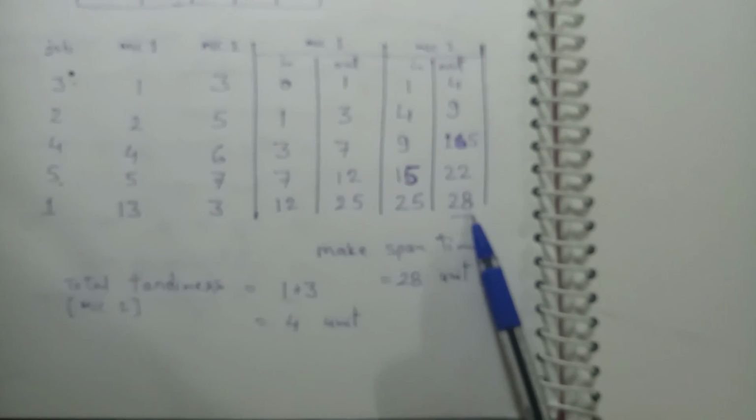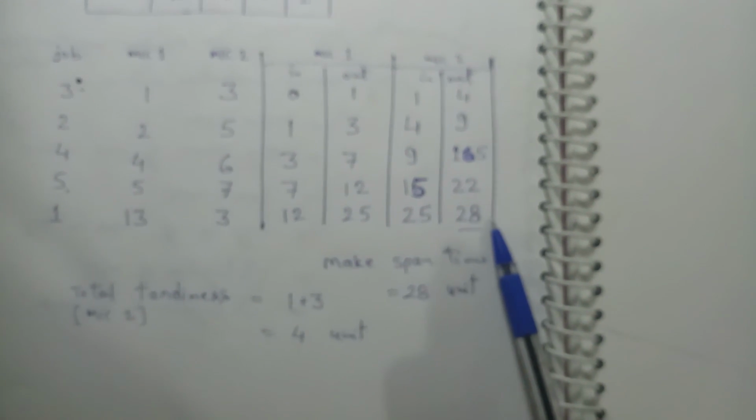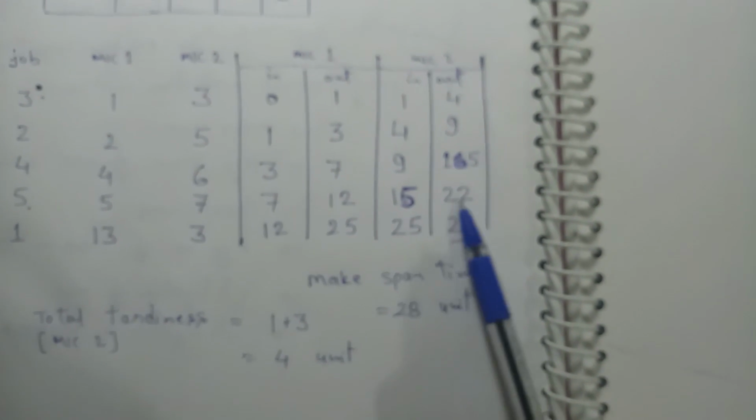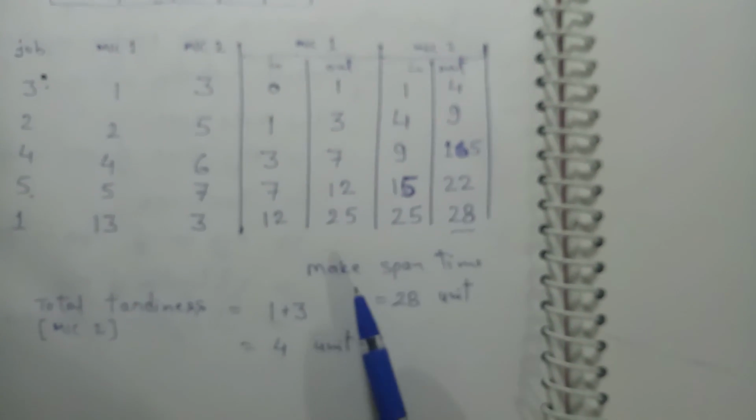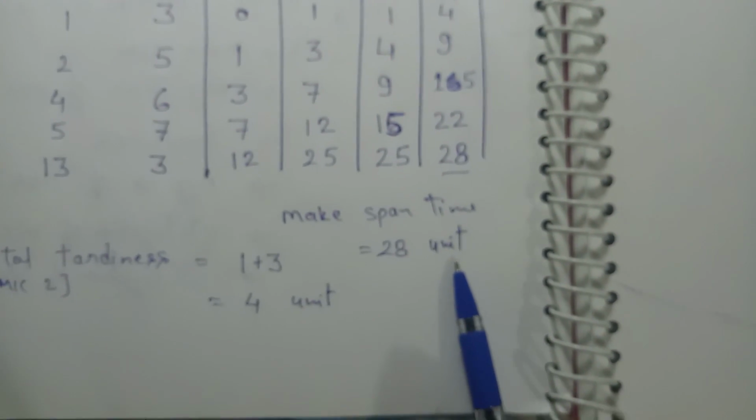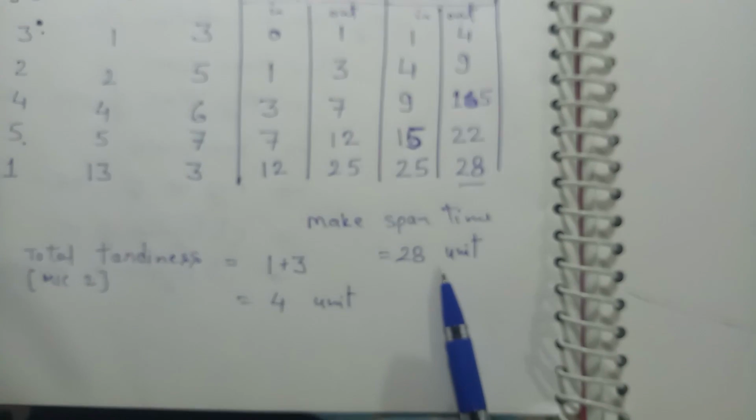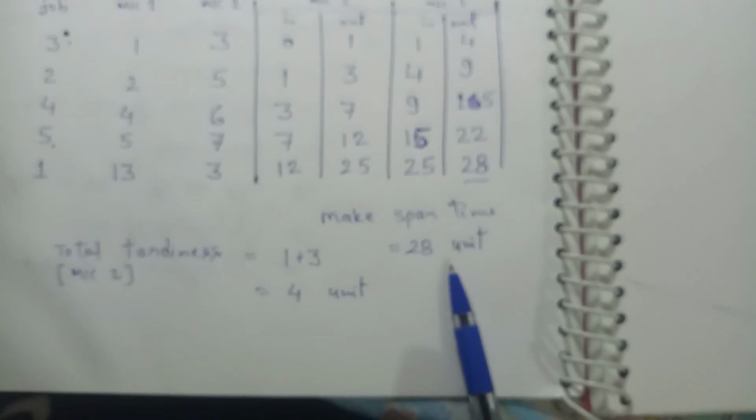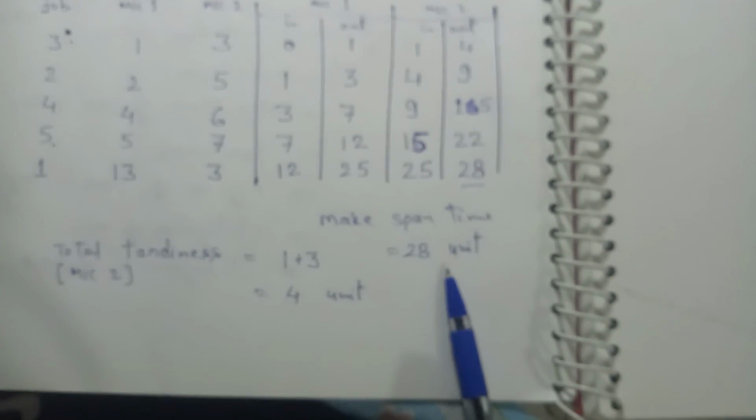25 plus 3 is equal to 28 units. This 28 unit is your makespan time, the total makespan time spent by the job on machine 1 and machine 2. So makespan time is 28 units, as I already told you. 28 units, it may be in seconds, minutes, or hours.